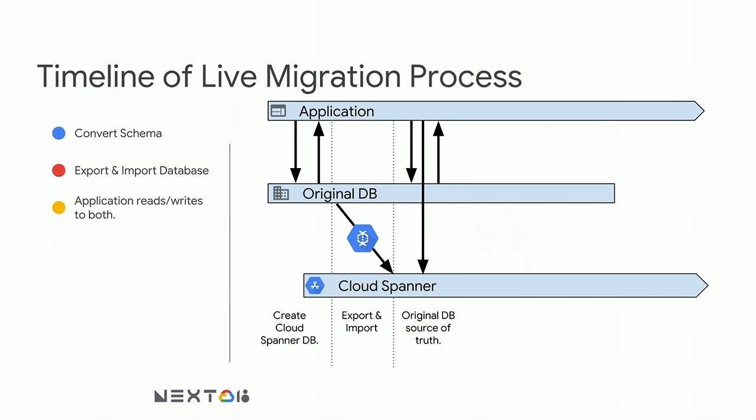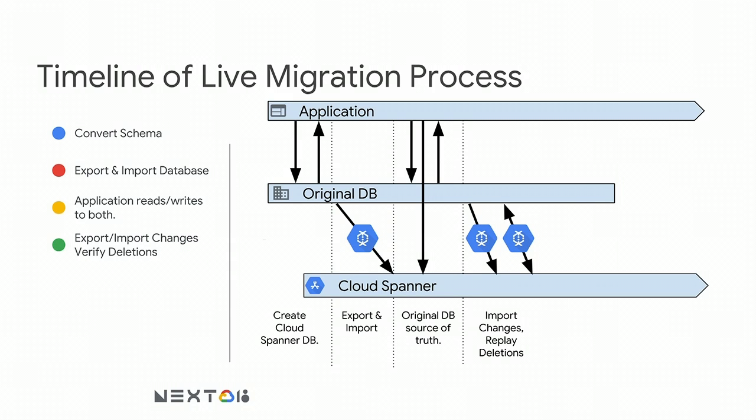Then, whilst that's going on, you do another import and export of any changes that have occurred since the last export. Now, this will bring your data in sync, provided that you only write rows that haven't already been updated. So you also, at this point, replay any deletions that have occurred. And when this is completed, your Cloud Spanner database should be fully in sync with your original database. And the monitoring that you've added in your database access layer will not be showing any more inconsistencies, will not be showing any more errors.